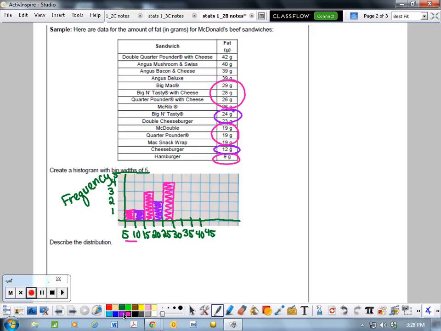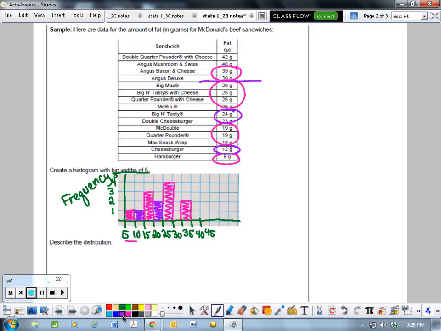And then we've got from 30 to 35, which are no numbers. And then from 35 to 40, looks like we have 2 numbers. Now remember, the 40 is not included in there. The 40 is in the next bin. So there are really just 2 numbers in here.